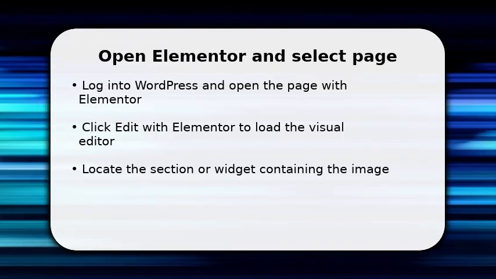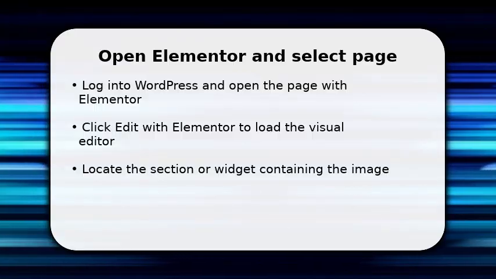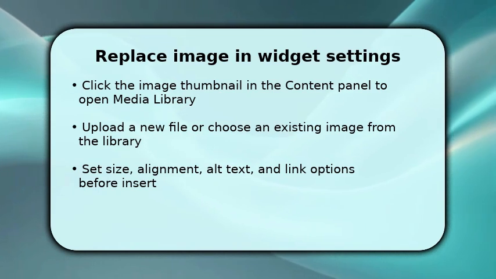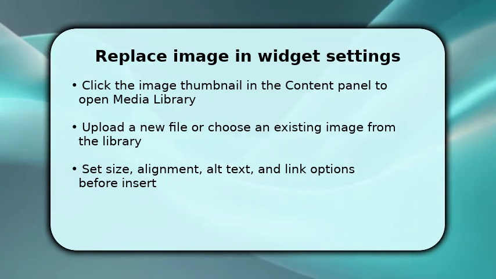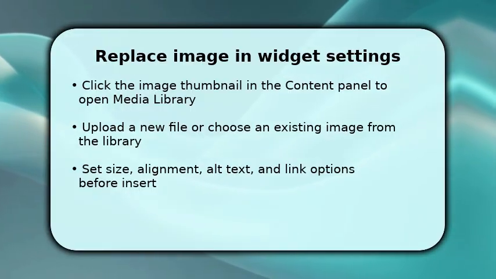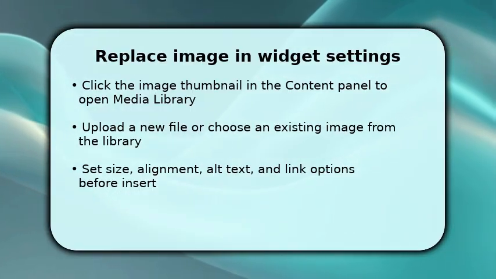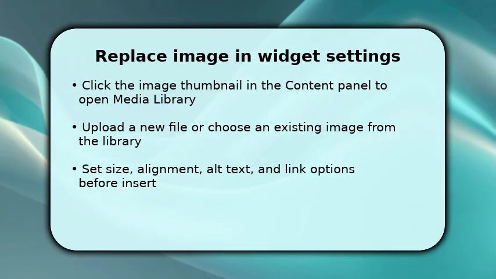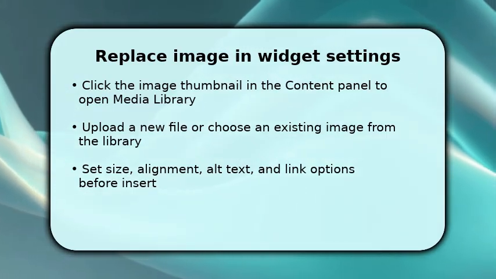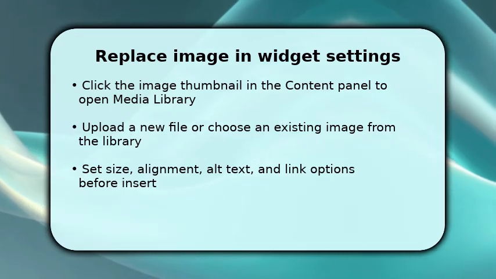While you're here, check image dimensions and alignment so the replacement will look correct when you insert it. Once you click the image thumbnail, the media library appears. You can upload a new file or pick an existing image. Choose the correct image size from size and fill alt text for accessibility. This also helps SEO. After selecting, click Insert Media, then adjust alignment, caption, and link behavior in the content panel.